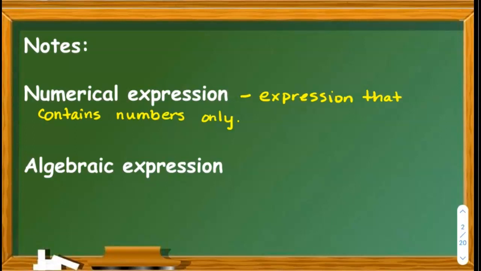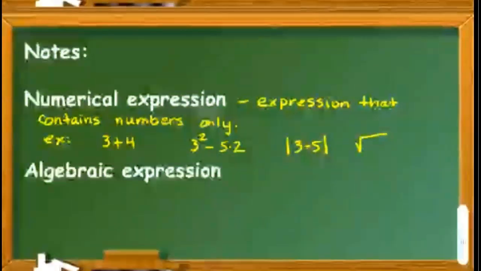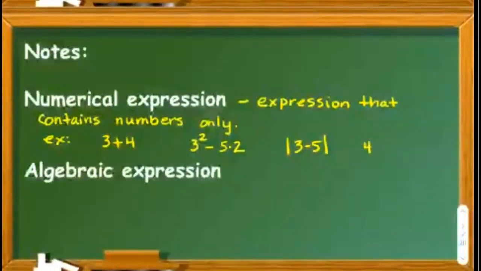Okay, so an example of numerical expressions would be something just like 3 plus 4. That would be a numerical expression. Again, it contains numbers only. But it might also be something like 3 squared minus 5 times 2. That could be a numerical expression. Or maybe the absolute value of 3 minus 5. That's numerical. The square root of 4. That would be numerical, again, because each one of these contains a number only.